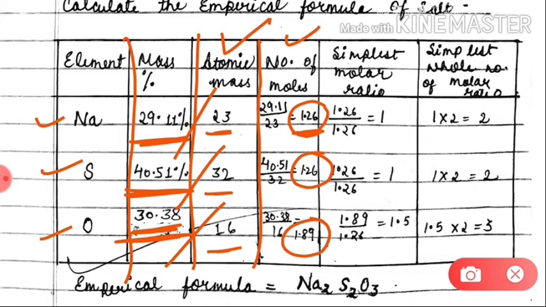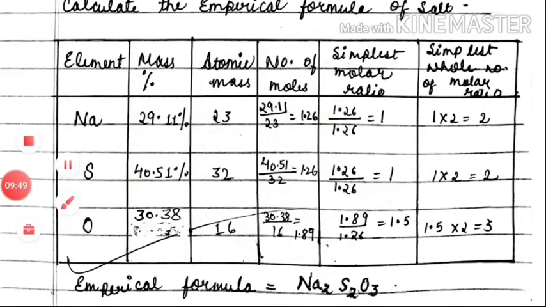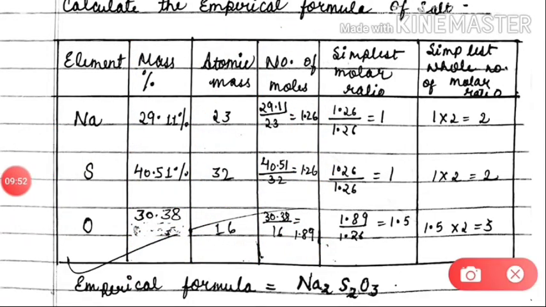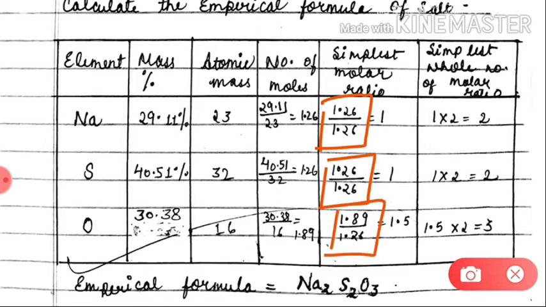1.26. अब उससे हम क्या करेंगे? सभी नंबर ऑफ मोल्स को डिवाइड करेंगे. 1.26 डिवाइड बाई 1.26, 1.26 डिवाइड बाई 1.26, और 1.89 डिवाइड बाई 1.26. This comes 1, 1 and 1.5.